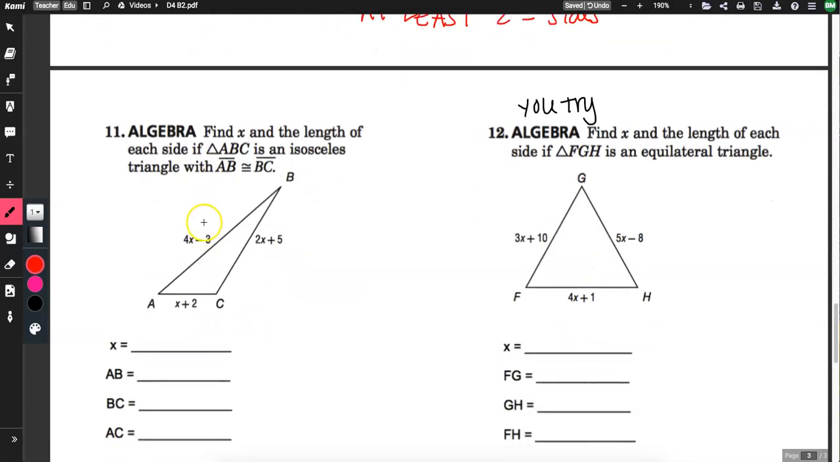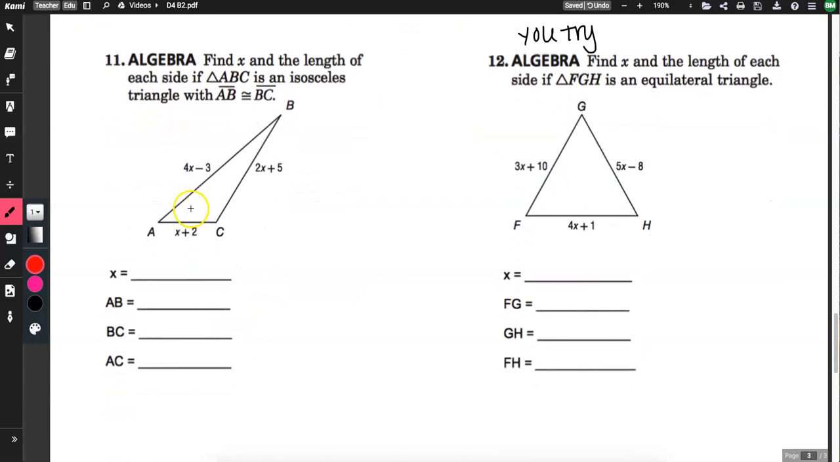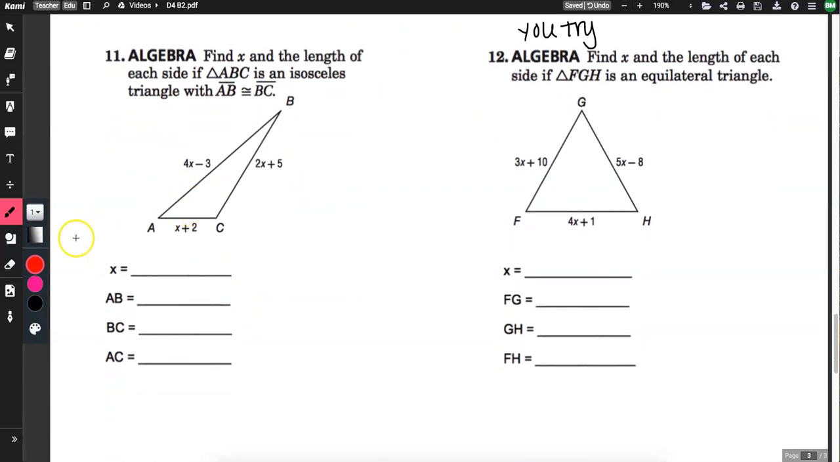Okay, so let's look at some algebra and then some proofs. I'm going to do one of these with you, and then you'll do one on your own here. Just thinking about what we know now about these terms and how we can combine it with algebra. Find x and the length of each side of triangle ABC, if triangle ABC is an isosceles triangle with AB congruent to BC. So let's label AB congruent to BC. The dashes mean they're congruent to each other. So right away that tells me, why don't I set these guys equal?